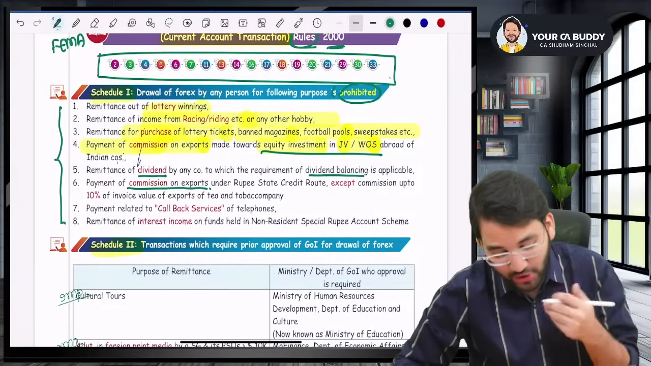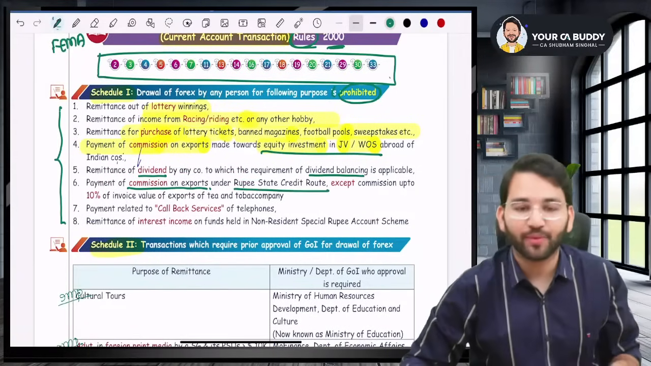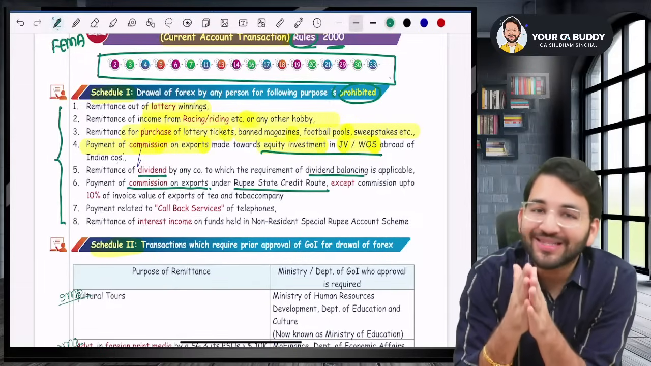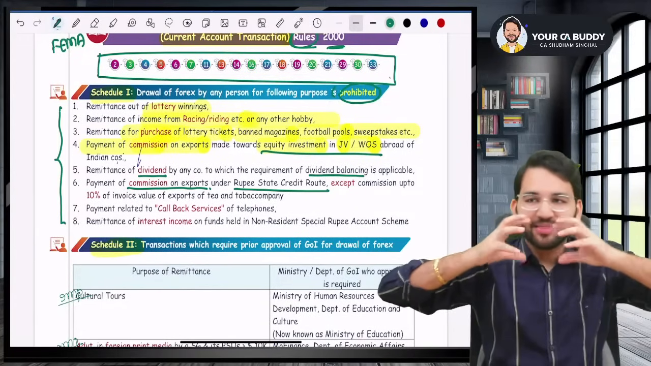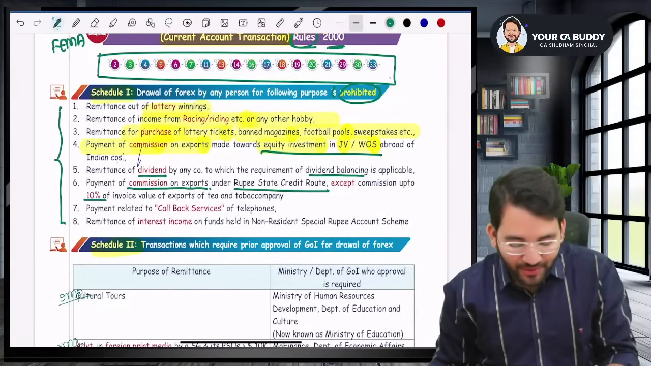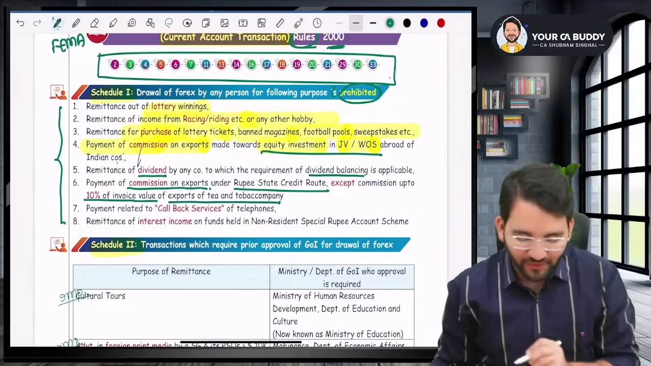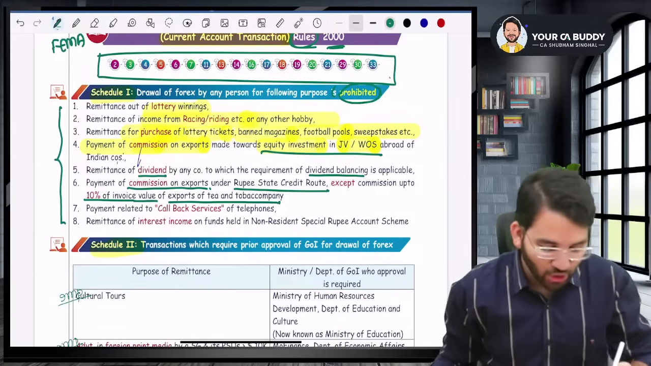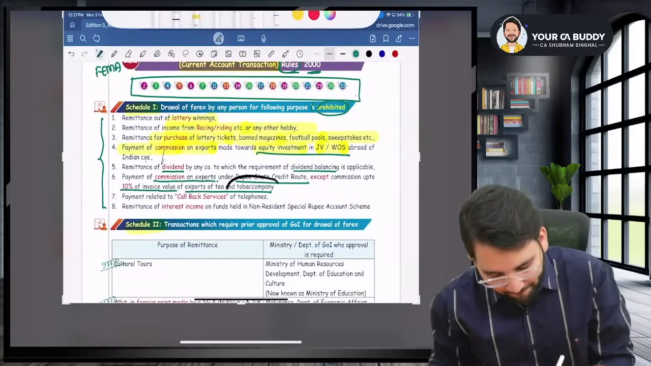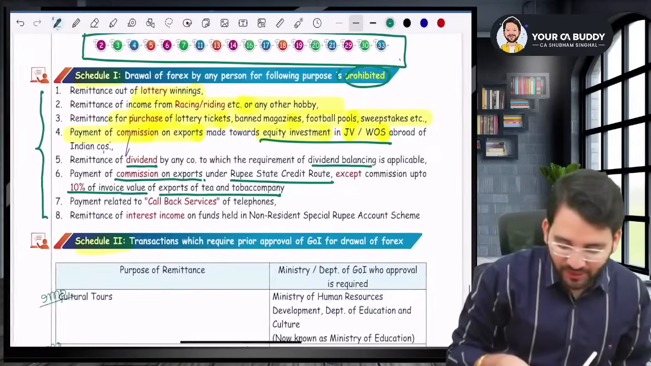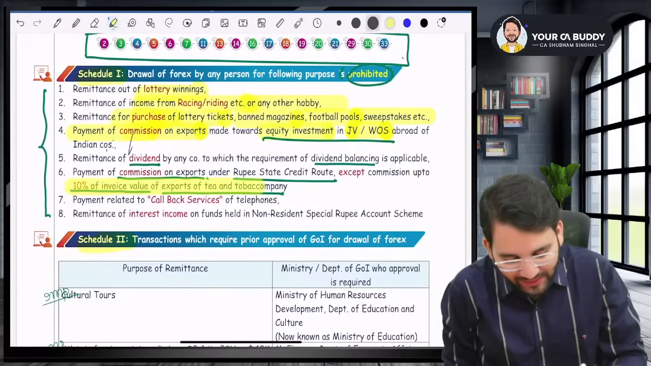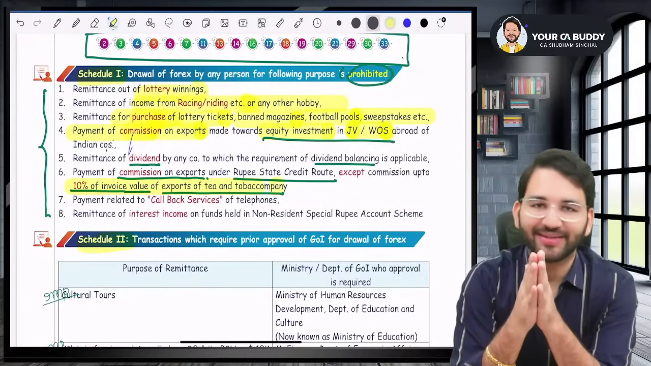Number six, payment of commission on export under rupee state credit route. Sir, there is something called the rupee state credit route. Can you repeat along with me? Rupee state credit route. Sir, in that route, when you export something, you cannot pay commission on that, except commission up to 10% of invoice value on export of tea and tobacco. Sir, up to 10% of the invoice value on export of tea and tobacco. Guys, come on, 6 points again.